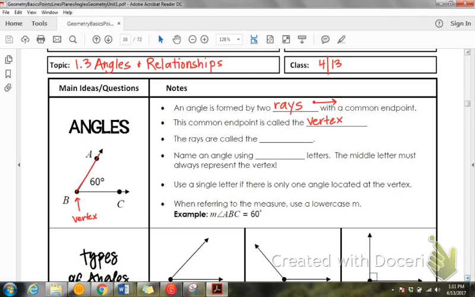I have this ray here, and I have this ray here. The space that the two of them create together, the space in between, is called the angle. This section in here, we are creating an angle. The rays are called the sides of the angle.